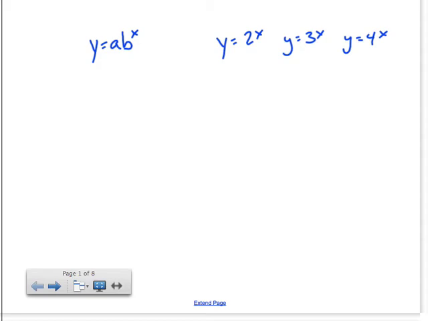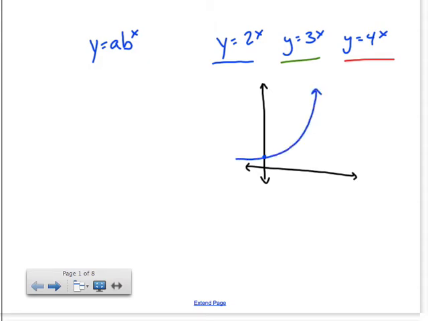So if I call this the blue line, this the green line, and this one the red line, we should also know what happens when I graph each one of these. Here's my nice XY axis. If I graph y equals 2 to the x, again, I'm approximating a little bit, I'll say this is at 0, 1. If I do something like this, this is my nice y equals 2 to the x exponential function.